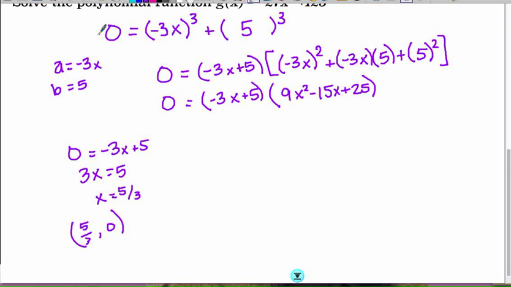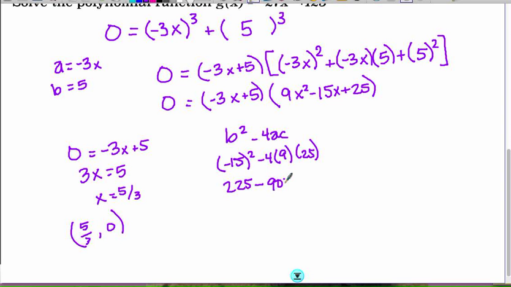I can double check it if you're ever not sure that you did this correctly, and we can use the discriminant. So b squared minus 4ac. If I took the b, it'd be negative 15 squared minus 4 times 9 times 25. So negative 15 squared is 225. And then I have minus all of this stuff multiplied together, which gives me 900. So 225 minus 900 is negative 675. If you recall on our quadratic notes, we said that if we have a negative discriminant, that tells me that there are no real roots.